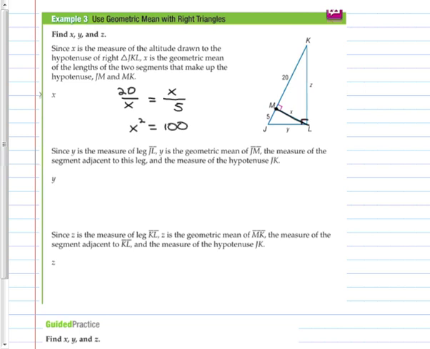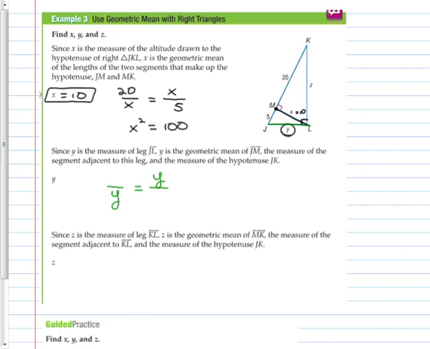100? So what would X equal? X would be 10. X must be 10. So I just figured out this thing is 10. If I want to solve for Y, well, looking down here, Y is the leg of the original. So Y is a geometric mean. Y goes in the means position. So I'm filling in my proportion with the Y in the means position.